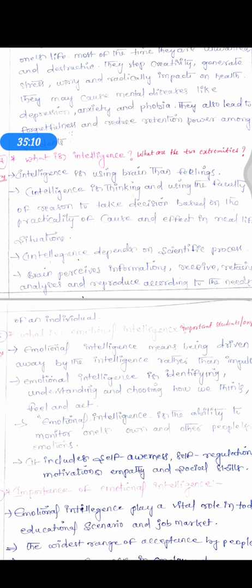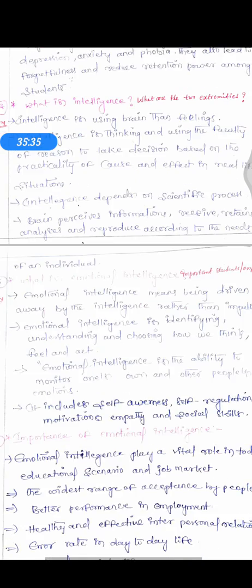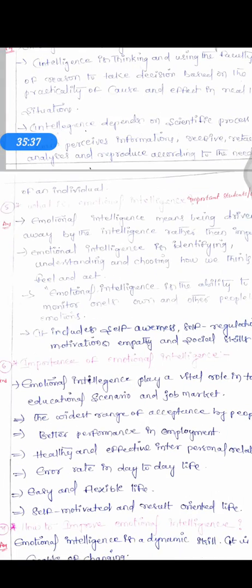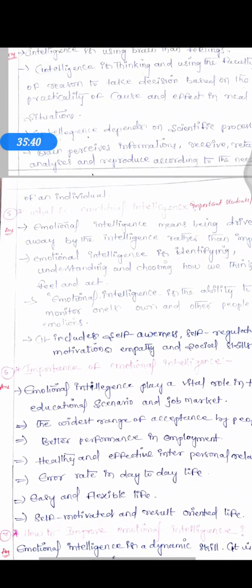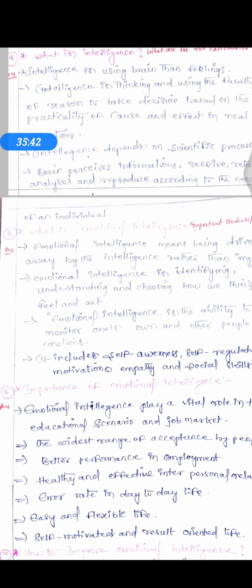It includes self-awareness, self-regulation, motivation, empathy, and social skills. These are characteristics of emotional intelligence. I will explain these five things finally. So the next one is the importance of emotional intelligence.